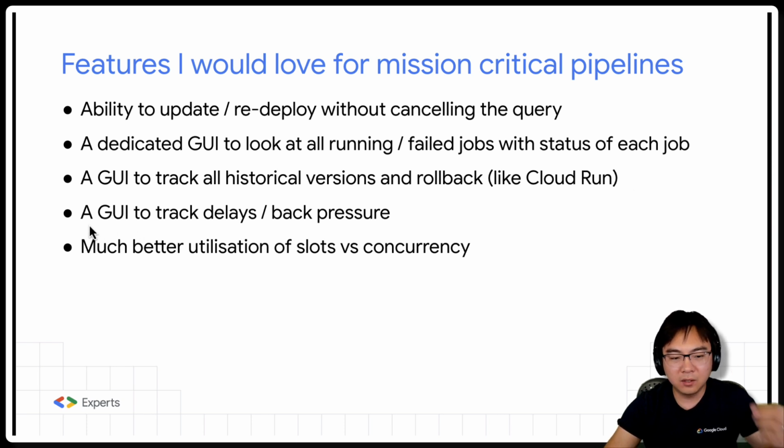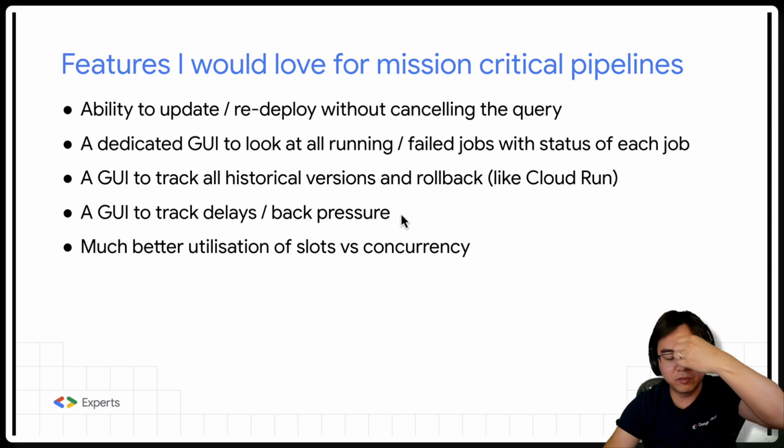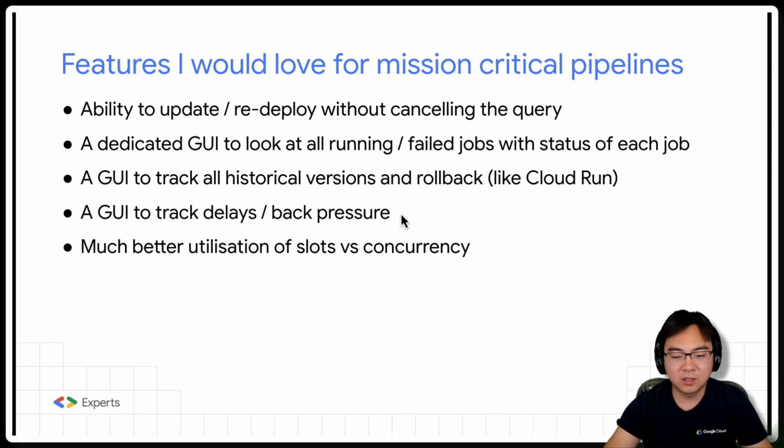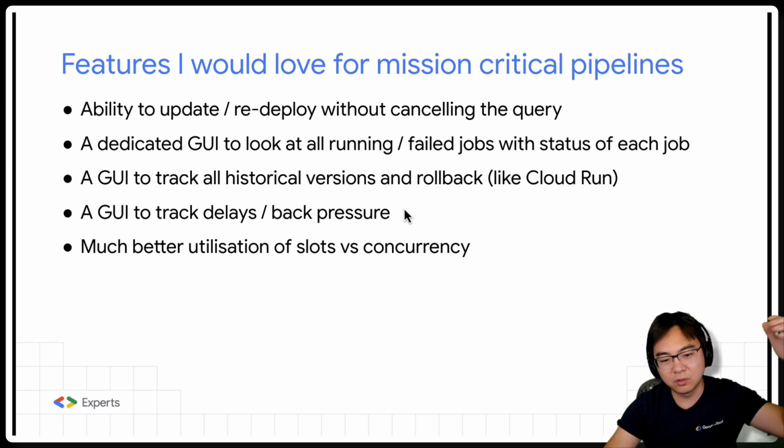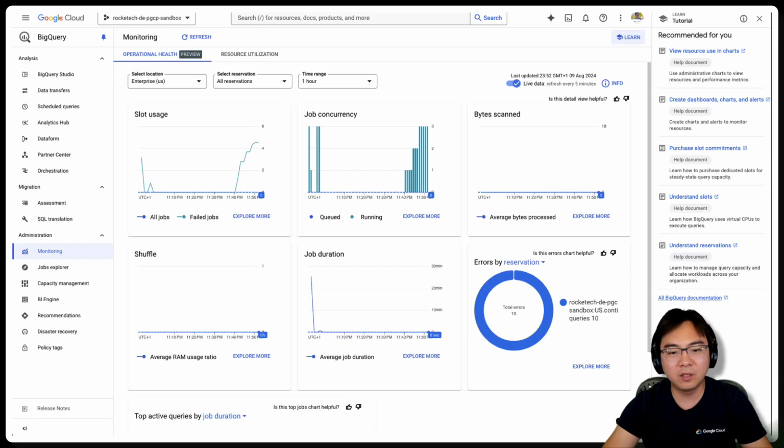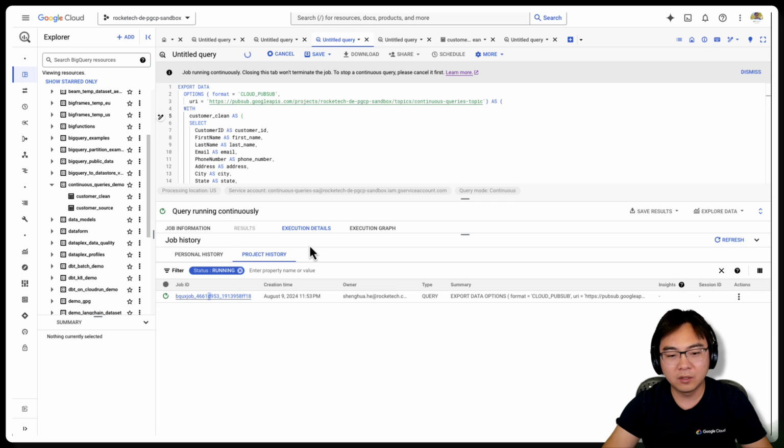And then a GUI to track delays and back pressure. So this is one of the things I can't really see easily. Let's say if you have a very large table, the initial run, you have, let's say, 1 billion records that you need to flush into a message queue on the other side, right? And that's going to take some time. So I don't remember finding anything that let me track that sort of thing, the delays and back pressure. So I don't know how much it's actually doing and how much is left. If you look at the execution graph, I think there's something in there.